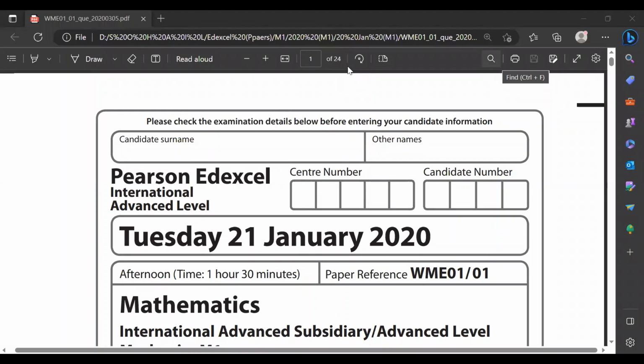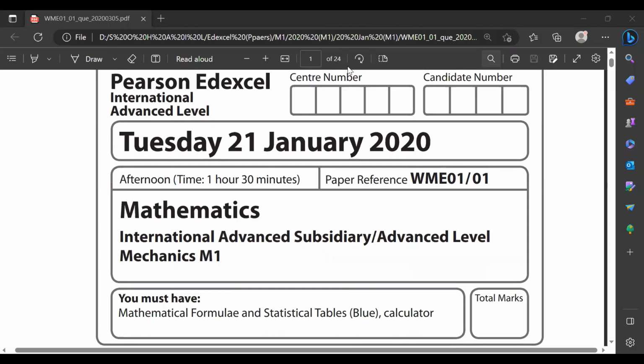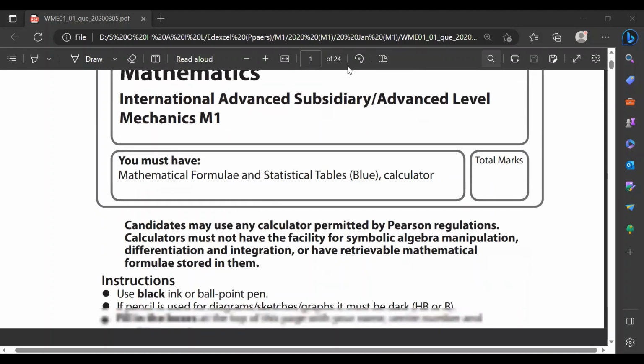This is Pearson Edexcel International Advanced Level, January 2020, Mathematics, Mechanics 1. Question 1.